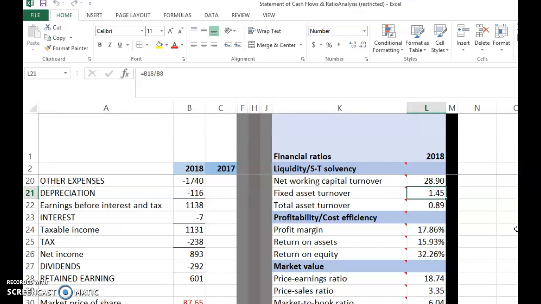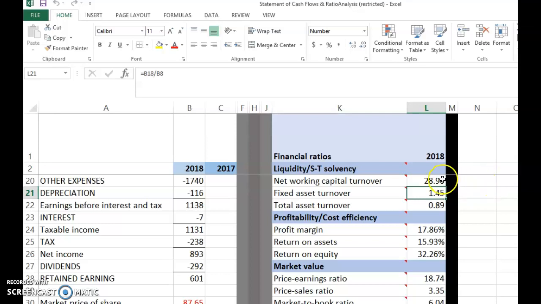So how do you interpret this? This means that the company's sales is 1.45 times the company's fixed assets for the year 2018. This measures sales as a multiple of fixed assets. It also reflects sales generated using $1 of fixed assets. So this is the implication or interpretation of the ratio. Generally, the higher this ratio, the higher the efficiency in using the fixed assets.